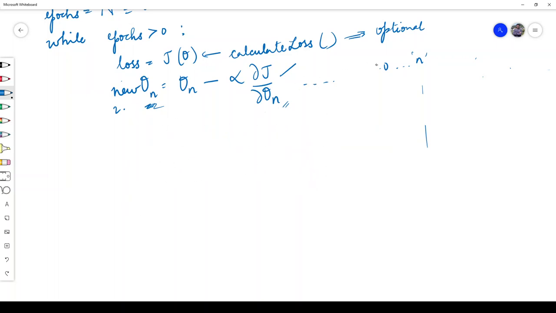Basically you need to do this for every n from 0 till the number that you have. New theta n is a temporary variable. Now there are a few methods which people use. You can either have a breakpoint, that is, if your current loss goes below a certain threshold, then you can break. Or you can just continue the loop. To continue the loop, for every theta n, you just assign it the new theta.